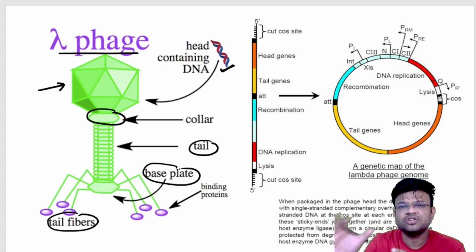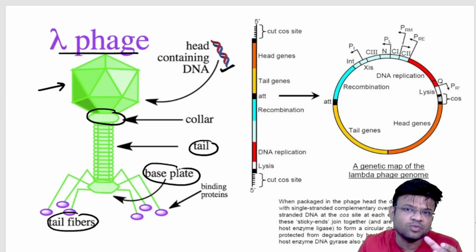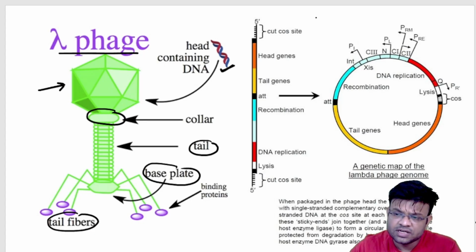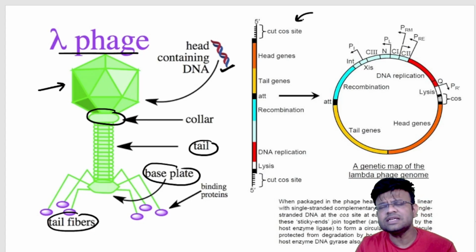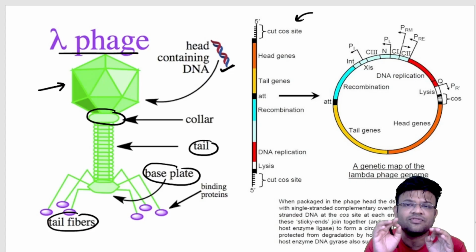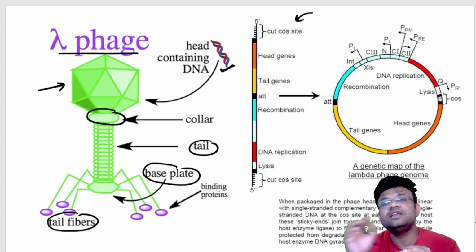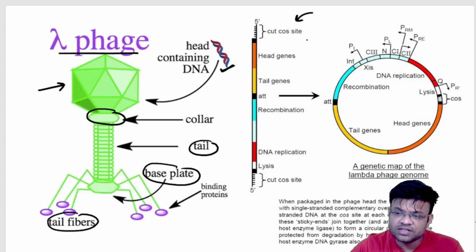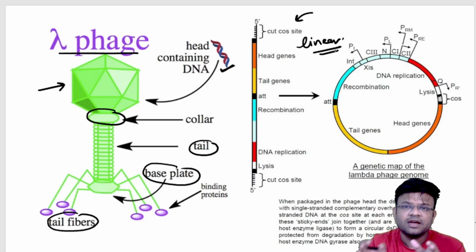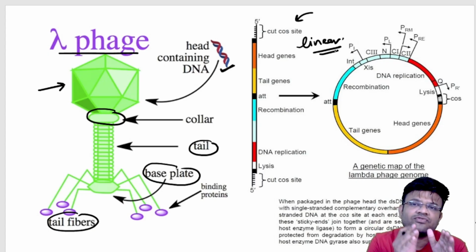Now coming to the genome of the lambda phage, understand that the genome is present inside the head region of the lambda. Okay, so this is the genome. Understand that the genome that is present inside the head of the lambda phage is present in the linear form. As you can see over here, this is the linear form. So it is present in the linear form when it is present inside the lambda phage.